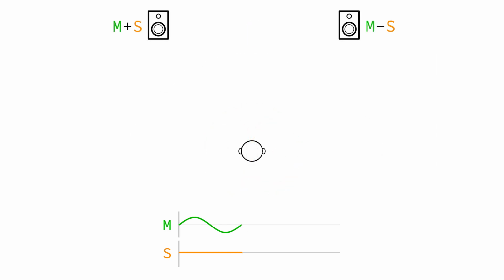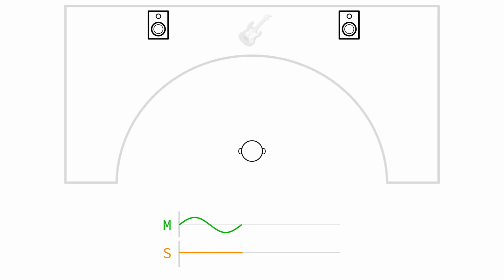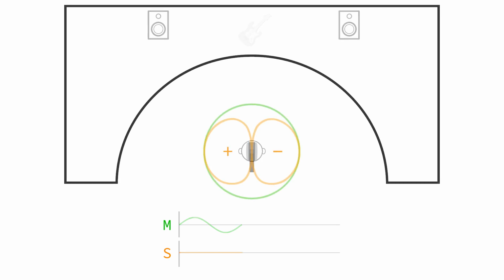So M plus S and M minus S are both just M. On reproduction, both speakers reproduce the omnidirectional signal, which creates the illusion of the source being directly between the loudspeakers, and that's consistent with what we recorded. Now instead, suppose that same source originated from 90 degrees to the left.